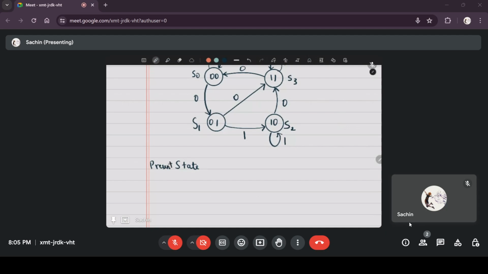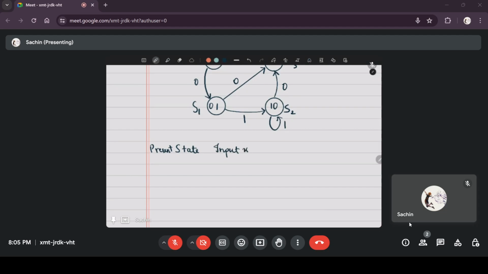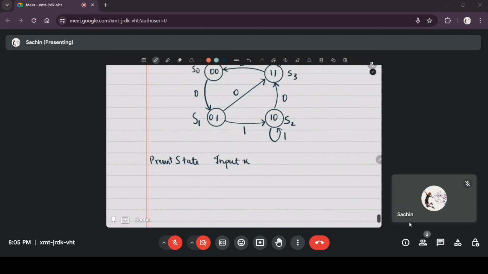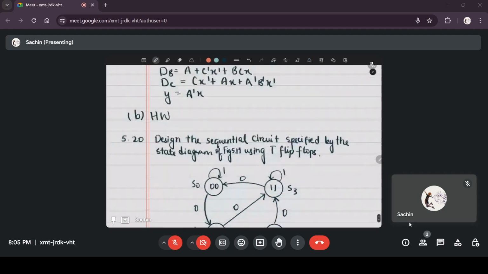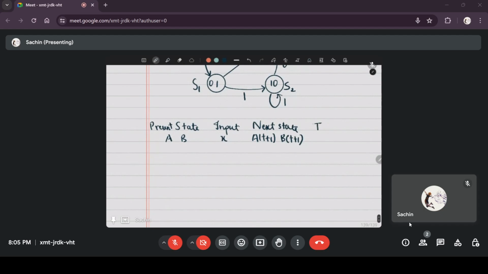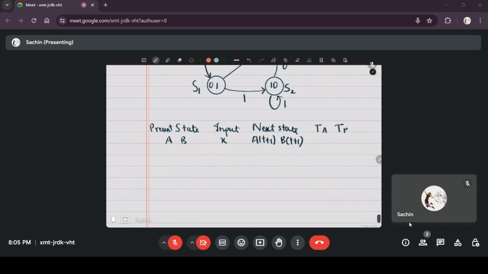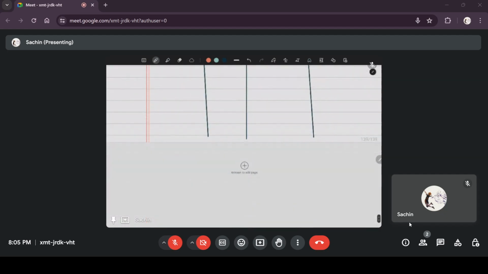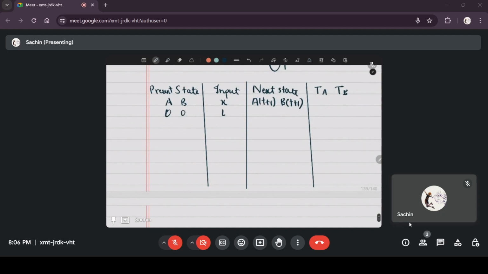From this you can write the present state, let's call this present state AB, input X, next state after 1 clock pulse, and the toggle inputs TA and TB needed to get the required state transition. So state 0 0, 0 1, 1 0, 1 1.